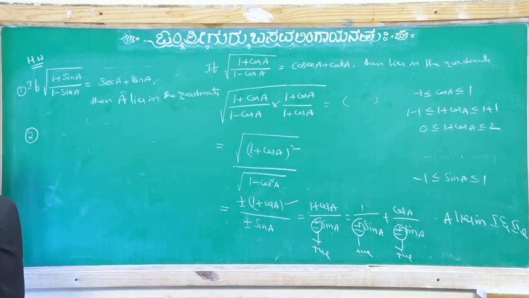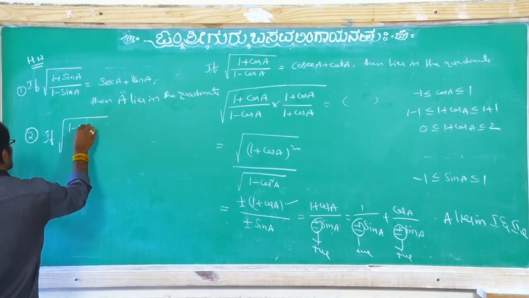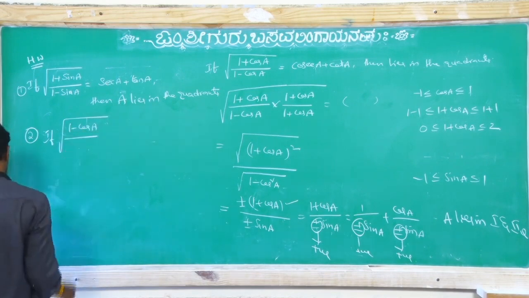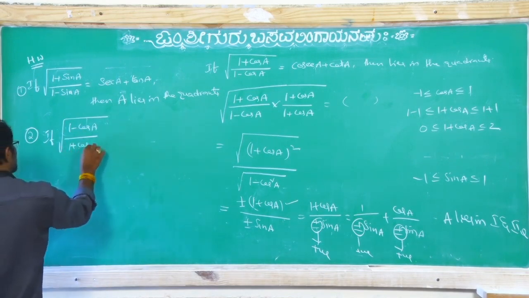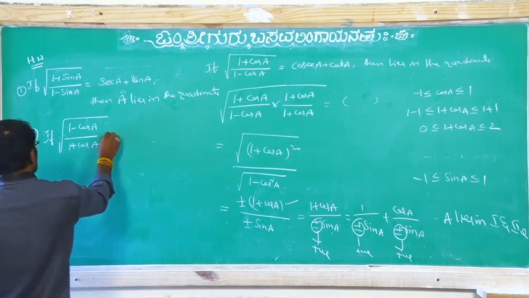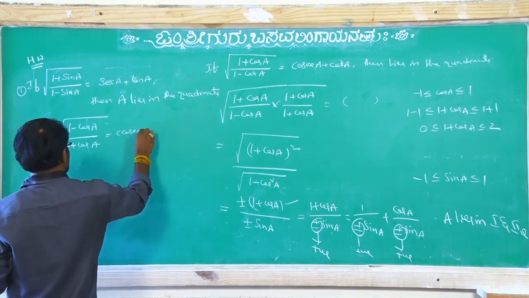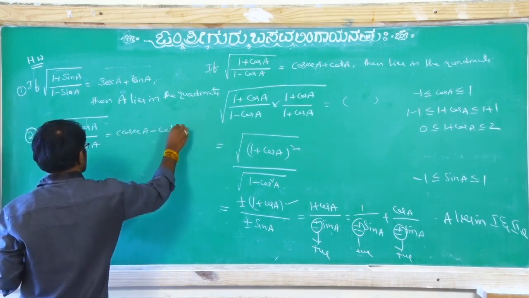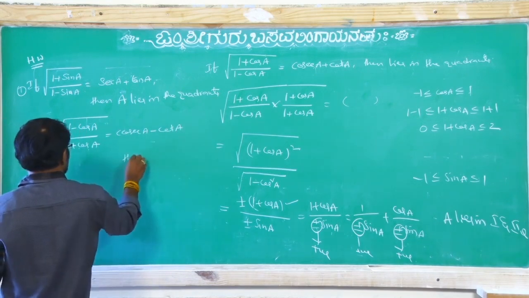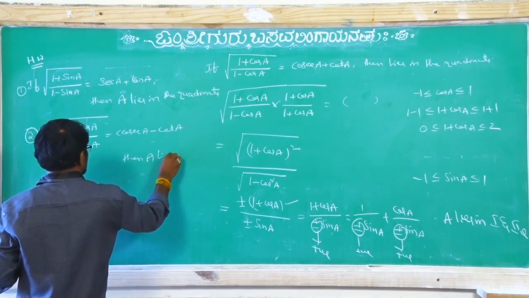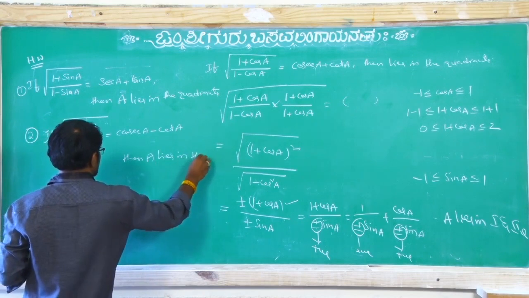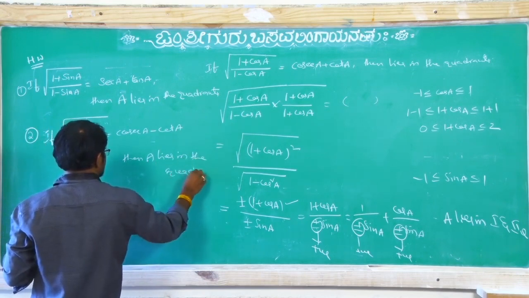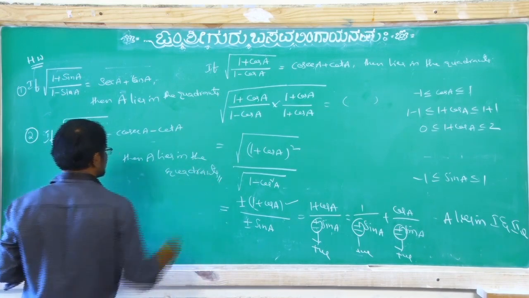Second one, if root of 1 minus cos A by 1 plus cos A equal to cosecant A minus cot A, then A lies in the quadrants. So these two are homework.